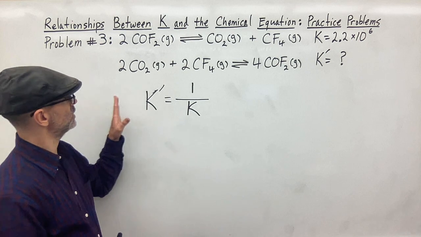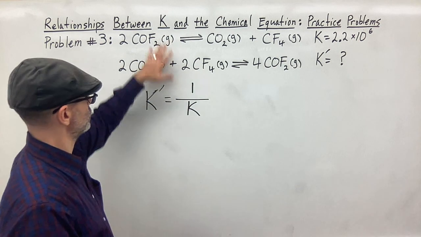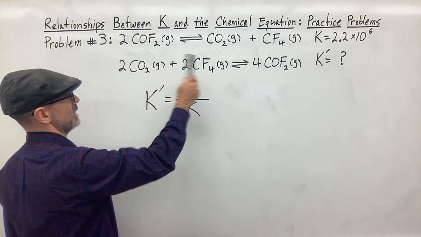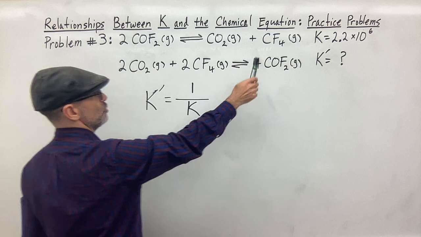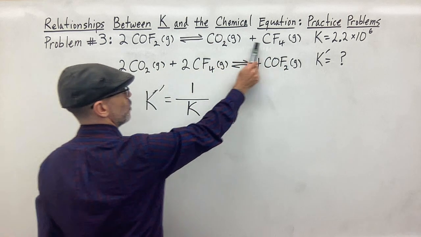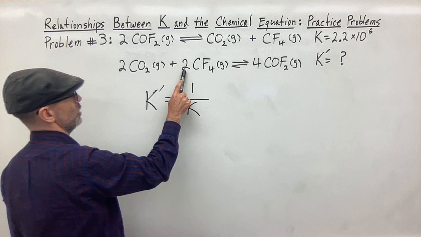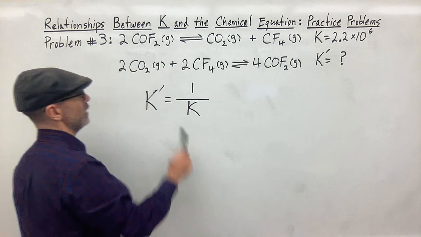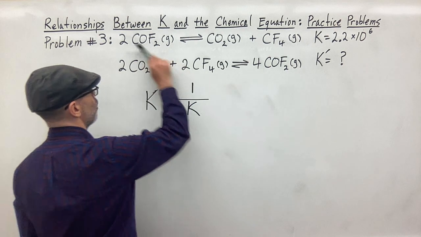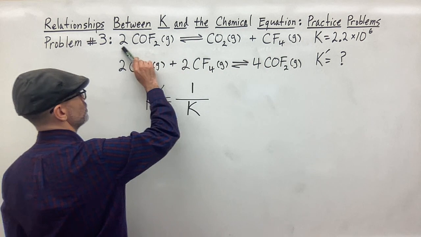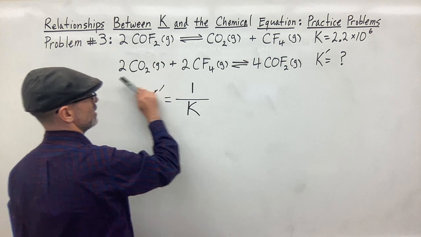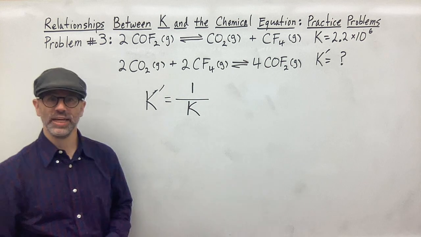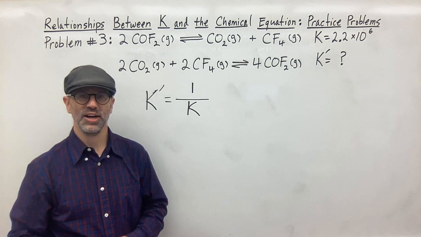Now that we got that done, let's take a look at what else we can see that's related to this equation here, or different from this equation. So the other thing I see is that here our CO2 and CF4 only have a 1 coefficient. Here they have a 2. Here the COF2 has a 2 coefficient. Here it has a 4. So it's obvious that this equation was multiplied by a factor of 2 to get this equation after we flipped it. So we flipped it, but not only did we flip it, we multiplied by a factor of 2.